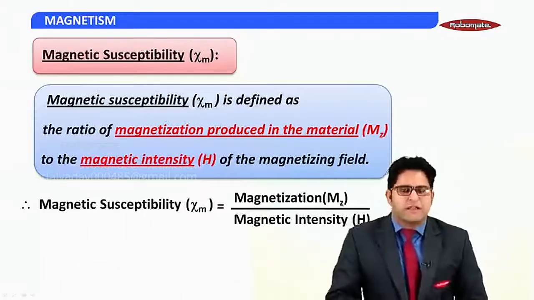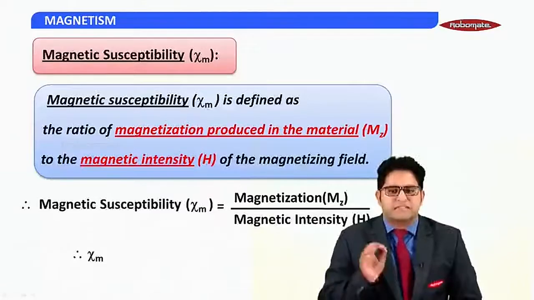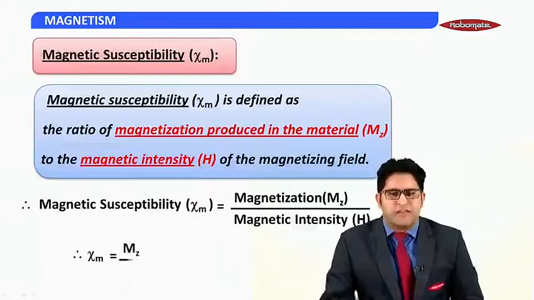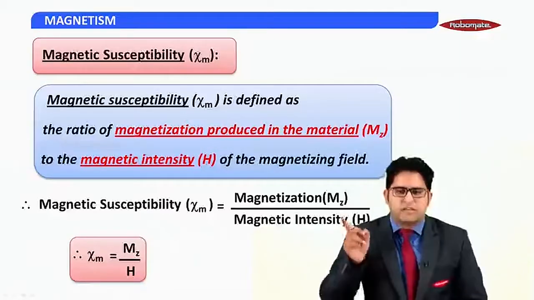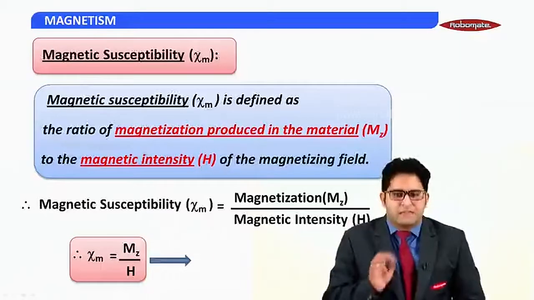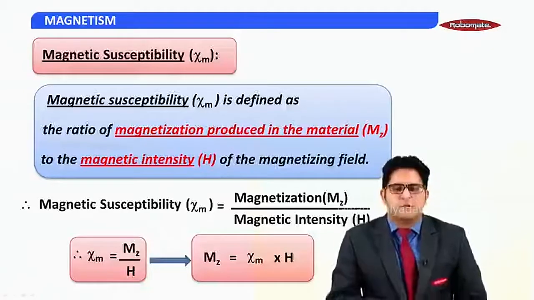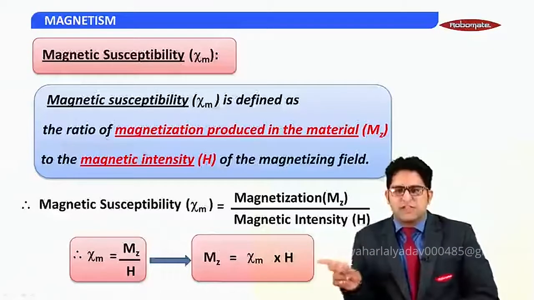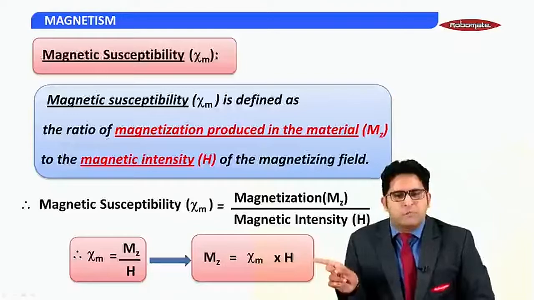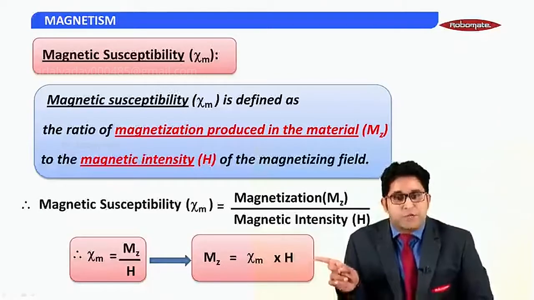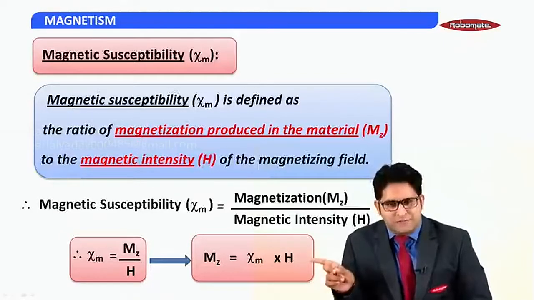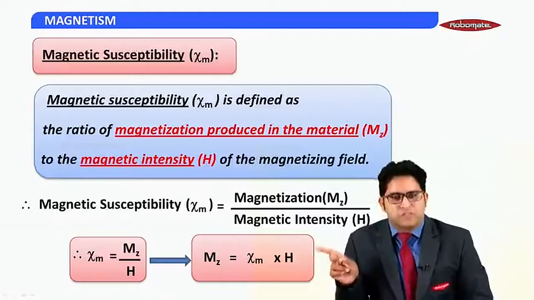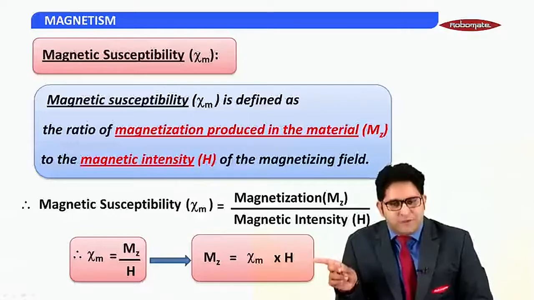Clear? So if I write it further, I get Xi-M is equal to Mz upon capital H. And if I transfer this capital H to the left hand side, I get Mz is equal to Xi-M into capital H. Now this relation is a very important relation between the magnetization produced in the material and the external magnetizing field. Clear? This relation we will be using in the forthcoming derivation.